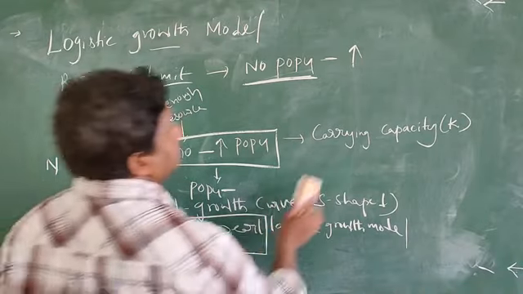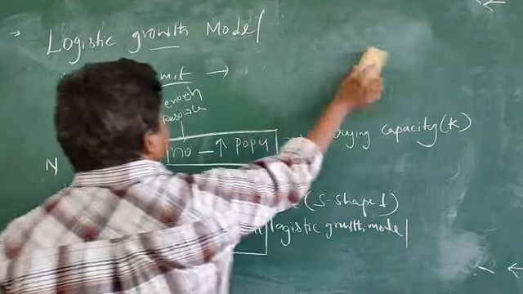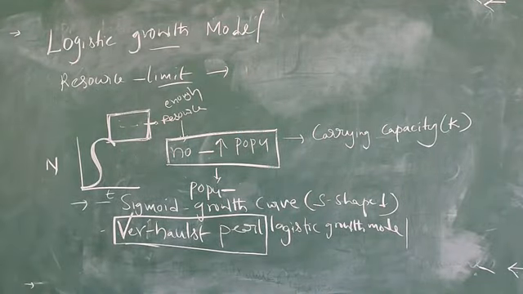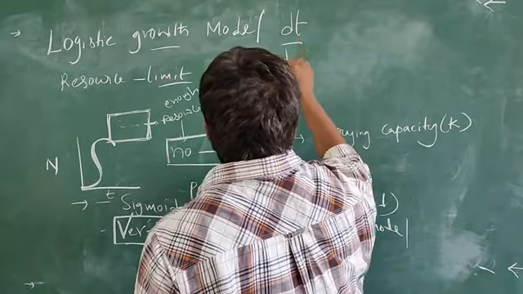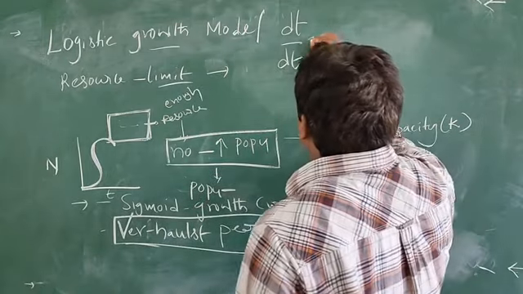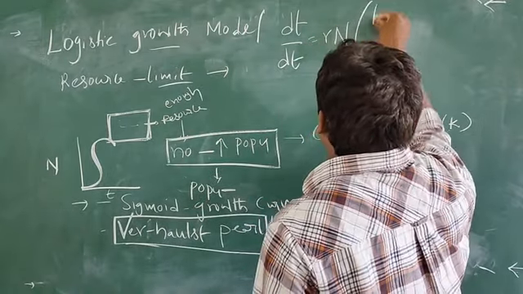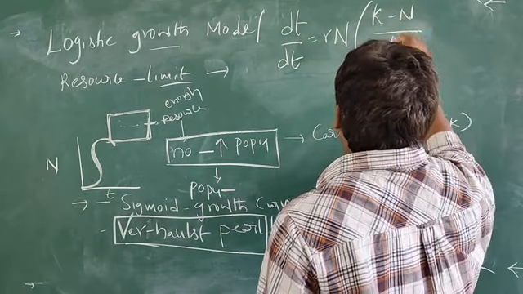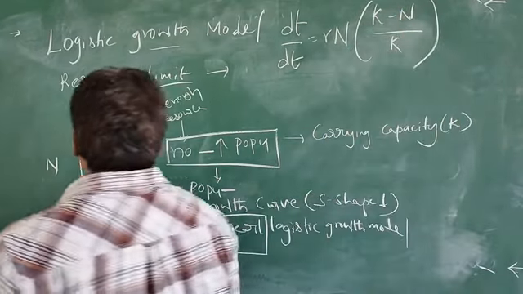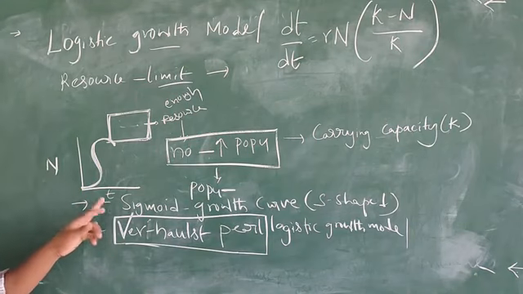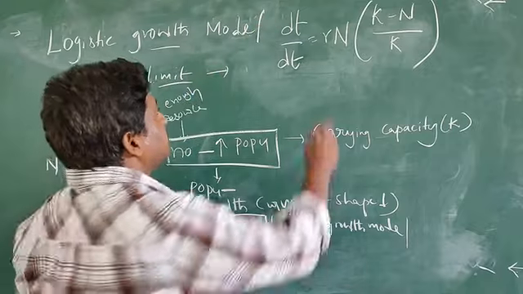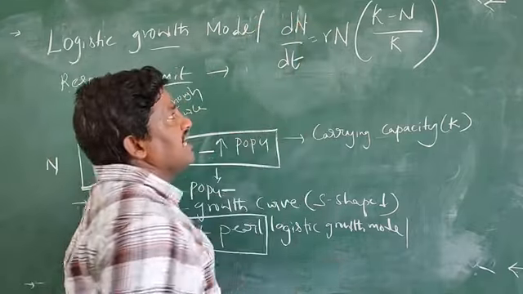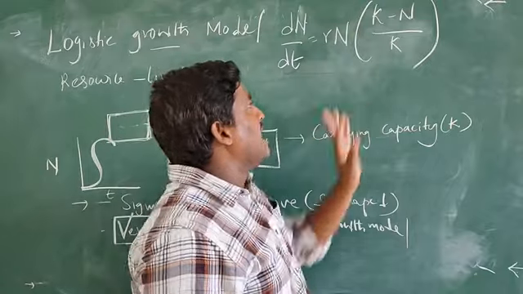So the population density N in relation with the time is given by the equation dN/dt = rN (K - N)/K. Above these conditions, the population density in relation with the time is given by the equation dN/dt = rN (K - N)/K.